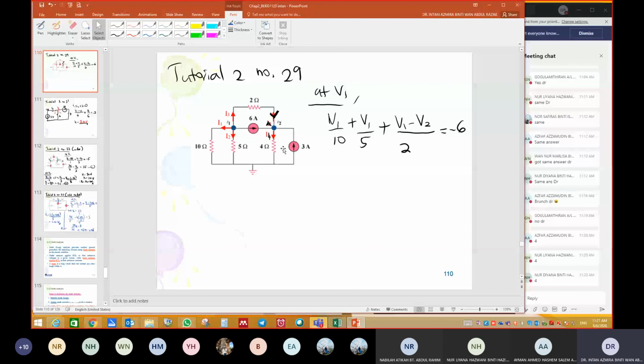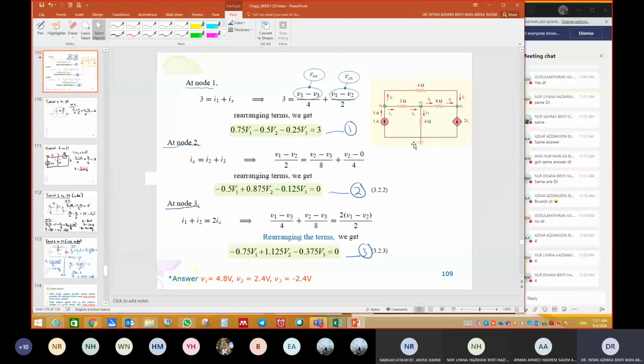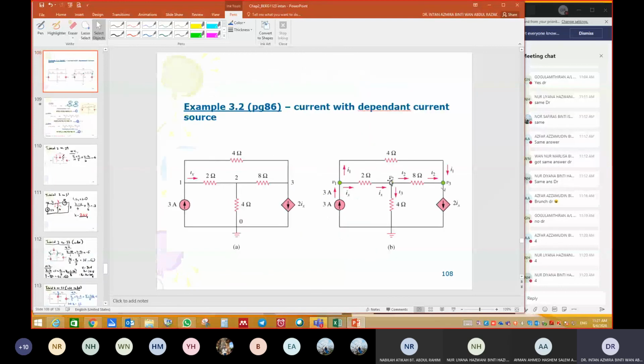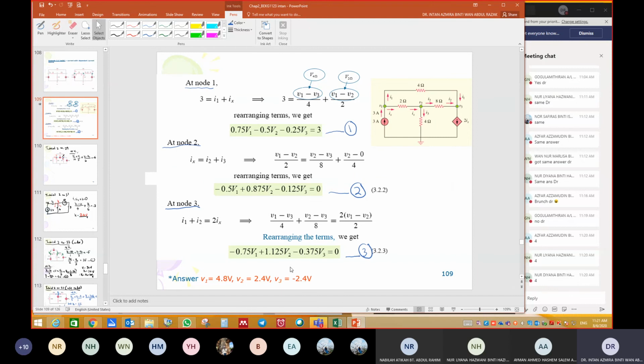Now let's try. How about this question? We have 3 loops here. In this question, the question asks you to find V1. Now let's try V2. V2 is 2.4 volts. Okay, let's try.